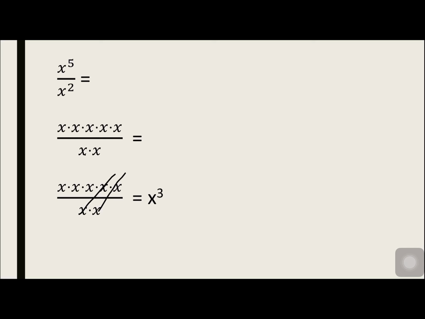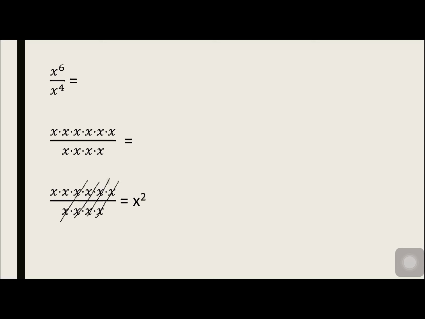X to the fifth divided by x squared means write out 5 on top, write out 2 on bottom. 2 from the top can divide out with 2 from the bottom, so you would have 3 left over, x to the third. They're left over on the top because there were more on the top.